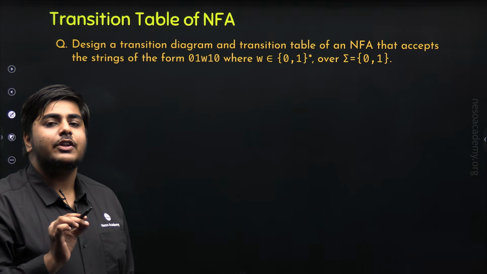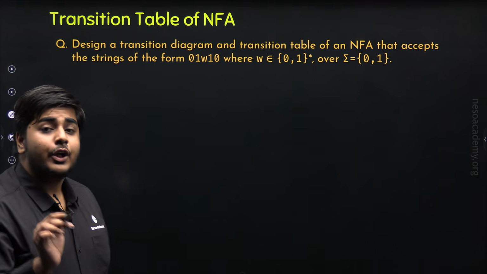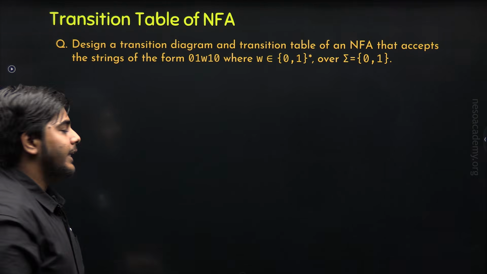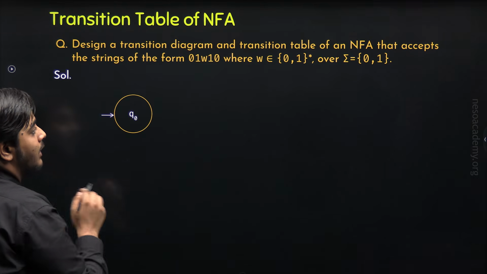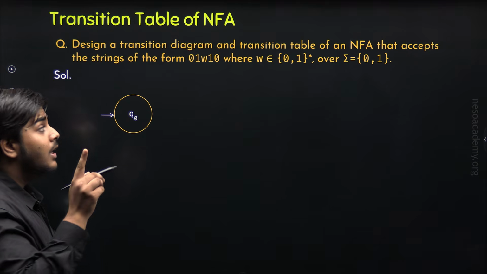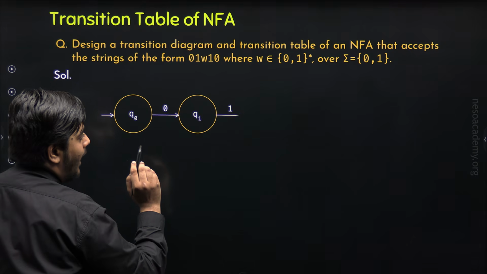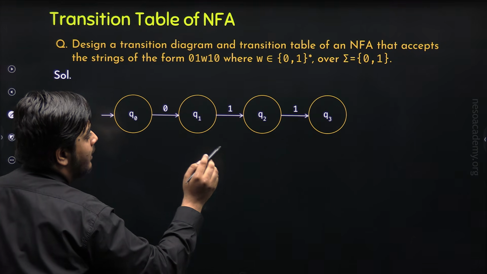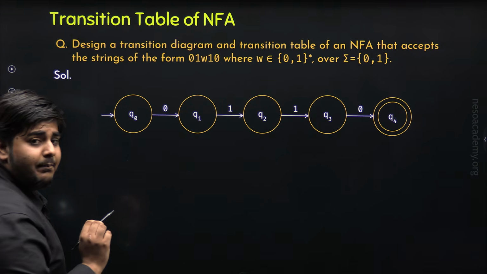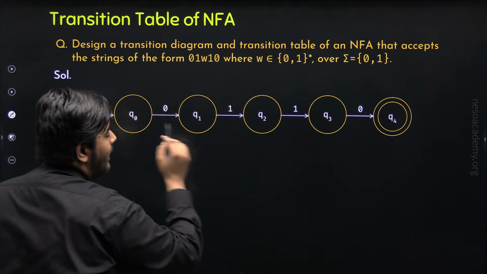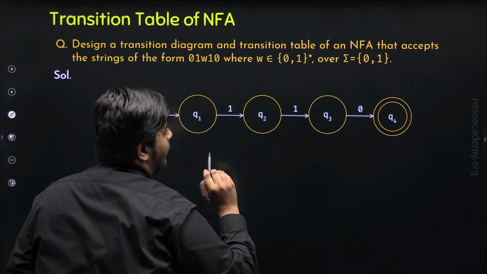So first of all, we will draw a basic transition diagram to accept the string 0110. Let's start from the initial state, which is Q0. Now, on processing the string 0110, that is 0, 1, 1, 0, it will be accepted because this is a valid string. It is beginning from 0, 1 and it is ending with 1, 0.